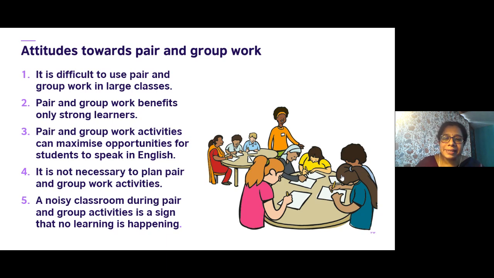In a lot of instances, these noisy classrooms during pair and group work are because students are discussing, they are experimenting with the language that they have been given. And so it is actually good noise that you hear. So in my opinion, this noise is actually the noise of students who are interacting and using language.